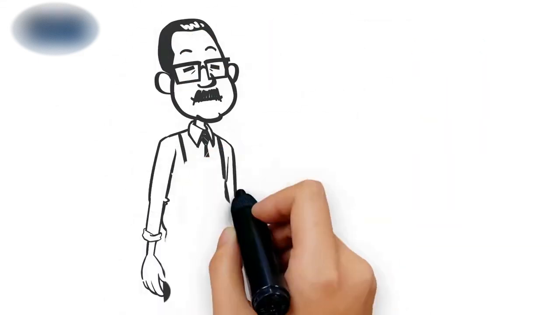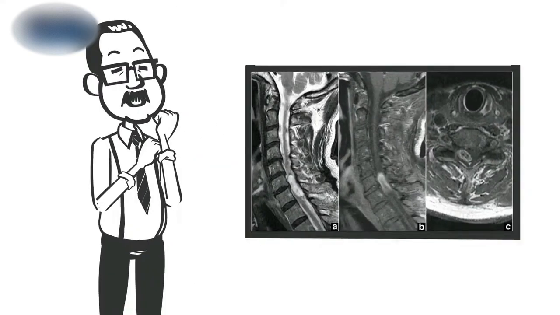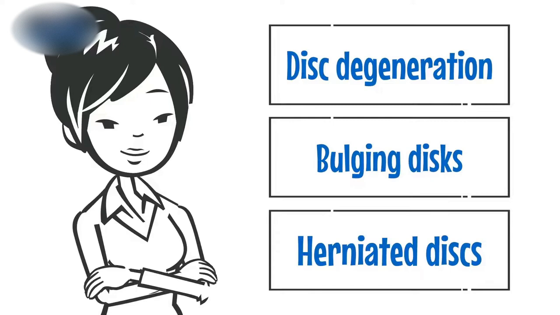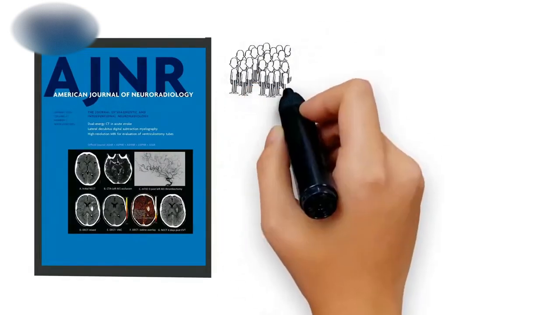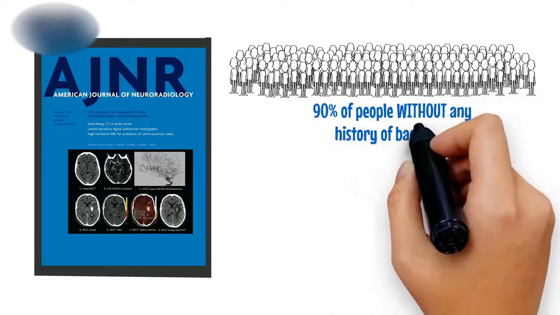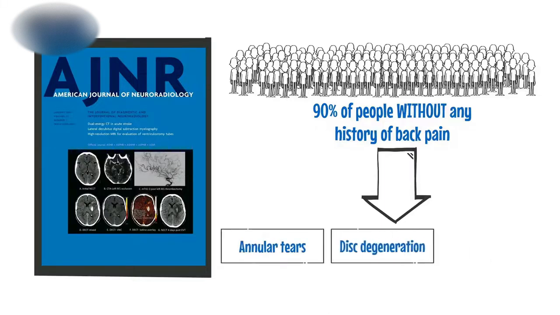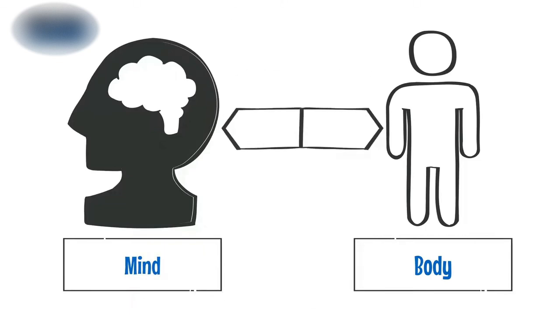Most people, even if they don't have any back pain, will still have evidence of abnormalities on MRI scans. Disc degeneration, bulging discs, and herniated discs occur very commonly, and they may not be causing symptoms of pain. For example, in a paper published in the Journal of Neuroradiology, the researchers found that approximately 90% of people without any history of back pain in the last 6 months still have evidence of annular tears, disc degeneration, and disc bulging at one or multiple levels. It is also the key to understanding the mind-body connection when it comes to back pain.